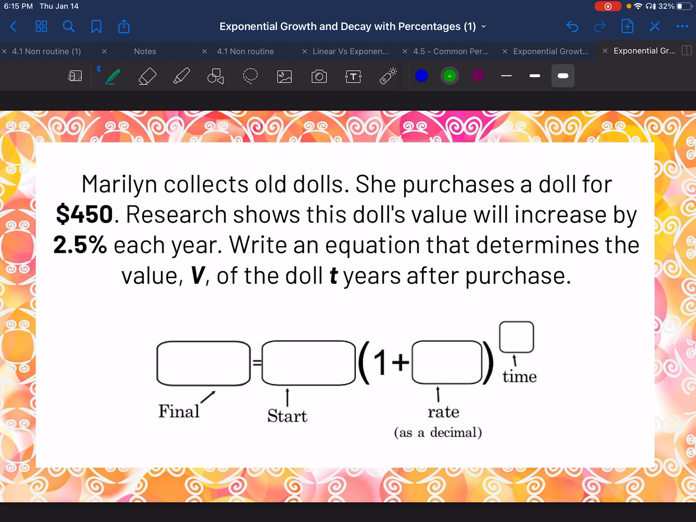Here's what this one will look like. I am starting with $450. I need to change 2.5 into a decimal, so I go 2 places to the left, which is 0.025. They told me to use T for time and V for the final value.